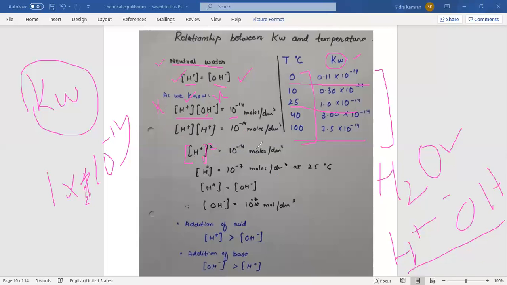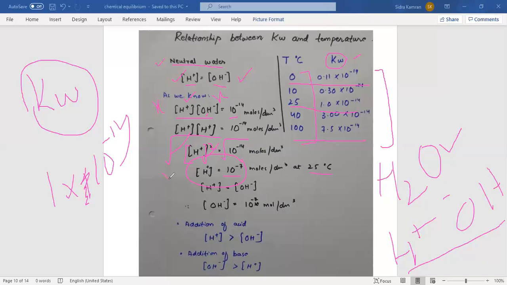x² = 10^-14. If I want to remove this square, I have to take the square root, and it will cancel out. The square root of 10^-14 will be 10^-7 mol per dm³ at 25 degrees Celsius. So this is the concentration of H+ ion when the moles of water are 55.55 in 1 dm³.